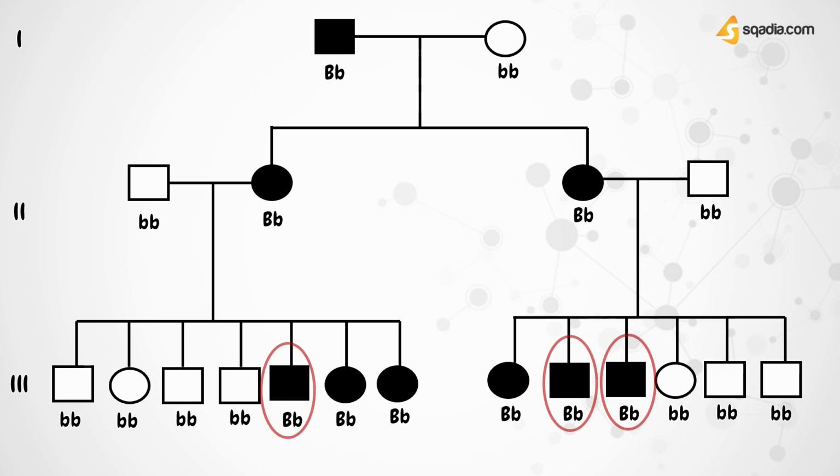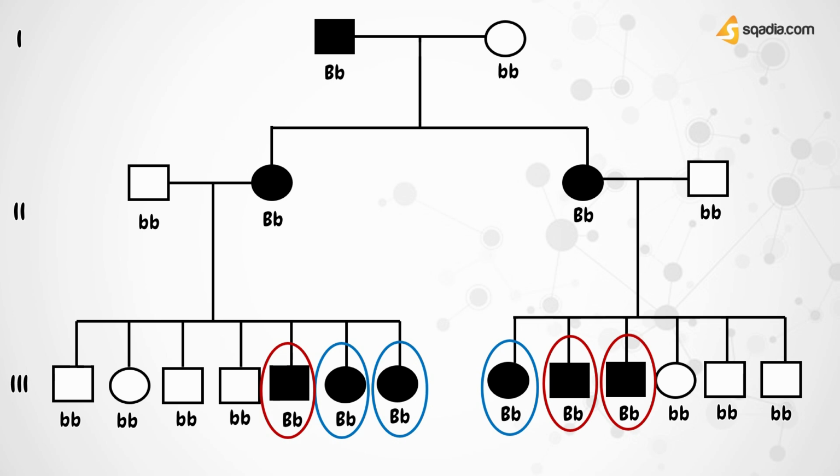So, in this pedigree, 3 males and 3 females are affected. So, both males and females express the allele, and can transmit it equally to sons and daughters.